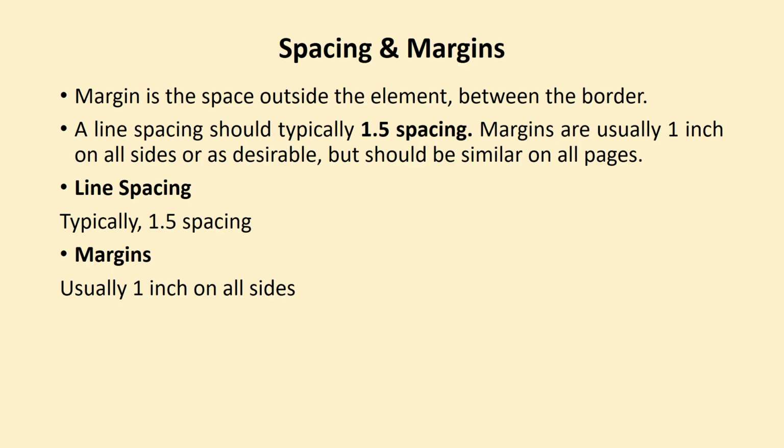Line spacing should typically be 1.5 spacing. I am telling you again, sometimes it may vary from institution to institution, that is, it may be 1.5 or 2.0, it depends, but generally we prefer 1.5 spacing. Margins are usually 1 inch on all sides or as desirable, but should be similar on all pages. Take care of this, that all margins should be similar on all pages. Line spacing typically 1.5, and margins usually 1 inch on all sides.